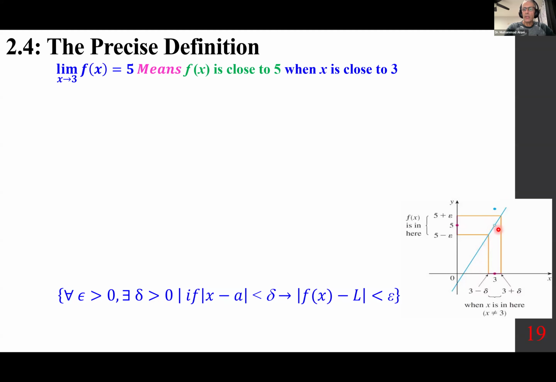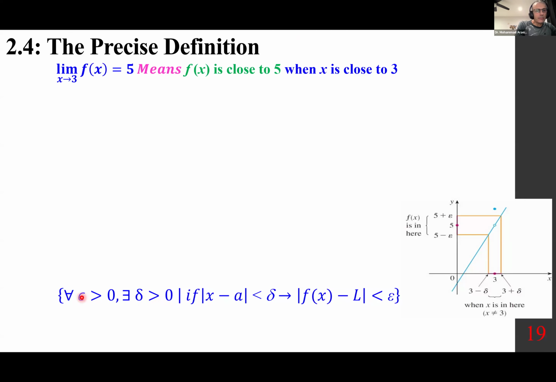We approach the number of interest, in this case 3. Along the y coordinate, we approach 5, and again, the distance is epsilon. Okay, so we are somewhere here. That's the idea of the limit.